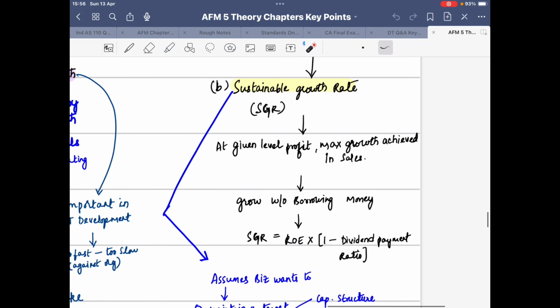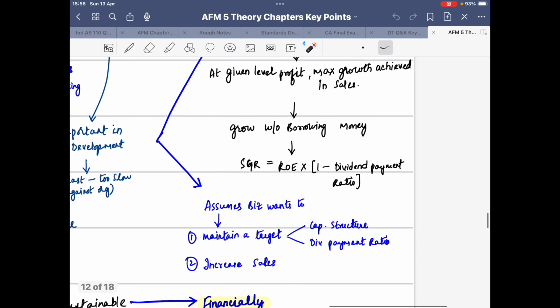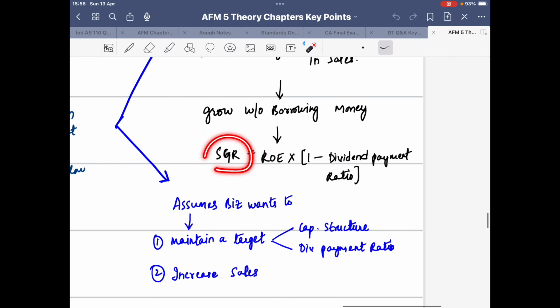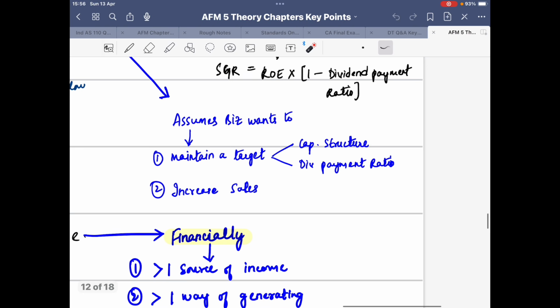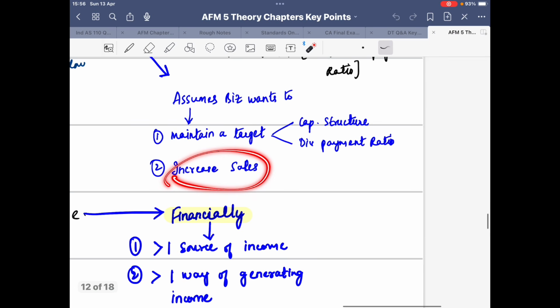Sustainable growth rate: at given level of profit, maximum growth achieved in sales, grow without borrowing money. Sustainable growth rate is equal to ROE into 1 minus dividend payout ratio. It assumes business wants to maintain a target capital structure or a target dividend payment ratio and increase sales.